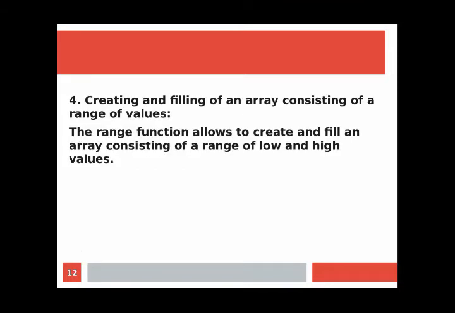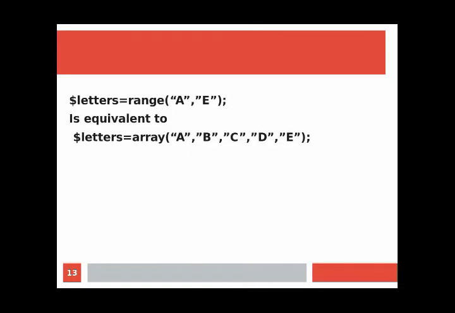Creating and filling of an array consisting of a range of values. You know the range. The range function allows us to create and fill an array consisting of a range of low and high values. Here we will see the example. $letters equal to range, here within double quotes "A" comma "E". That means the range is given from A to E. The equivalent statement is also given, $letters equal to array, and here all the elements, within double quotes "A", same B, C, D, E. That means the range is complete, A to E. So it will look like this.